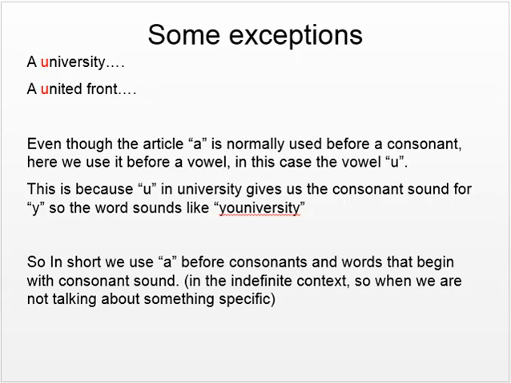University, even though the article a is normally used before a consonant, here we use it before a vowel. In this case, the vowel is U. This is because U in university gives us the consonant sound for Y. So if I was saying, how are you? I would be using the word spelled Y-O-U. So the word university sounds like yuniversity. So that is why we use the article a. So again, in short, we use a before consonants and words that begin with consonant sound in the indefinite context. So it's still general. We're not talking about something specific yet.